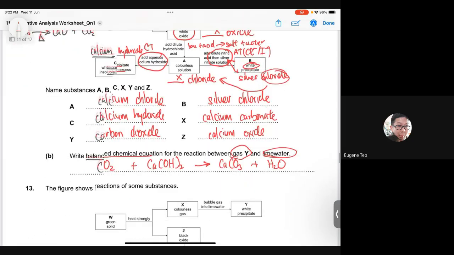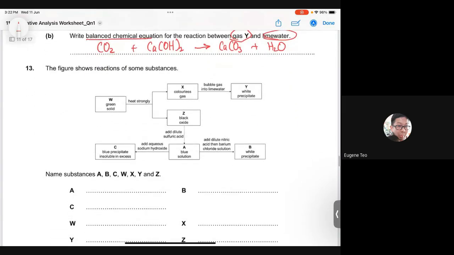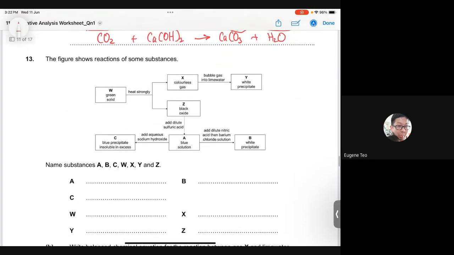Okay, let's go on to the next one. Question 13. So question 13, you can see here it's heated strongly again. Please don't get deceived by all these colors. You won't know what exactly they are until you do the cation anion test.